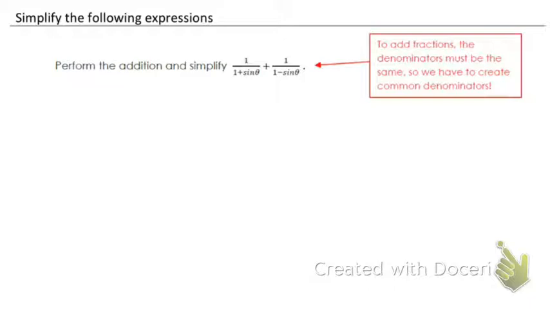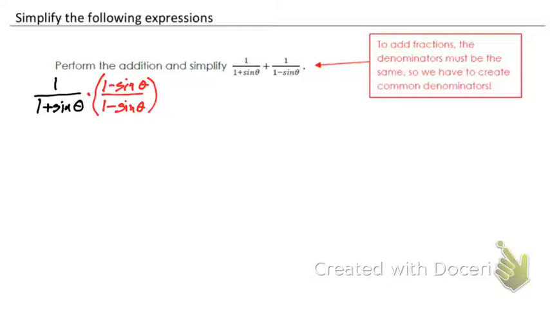So that's exactly what we're going to do. We're going to take this denominator and multiply the top and bottom of the other fraction by it, and take this denominator and multiply the top and bottom of this fraction by that denominator. So that's going to look just like this. We're going to take our first fraction, 1 over 1 plus sine theta, and multiply the top and bottom by the other denominator. So we're going to multiply by 1 minus sine theta over 1 minus sine theta. I'll put it in fraction form because this is just multiplying by 1. You're allowed to do that.